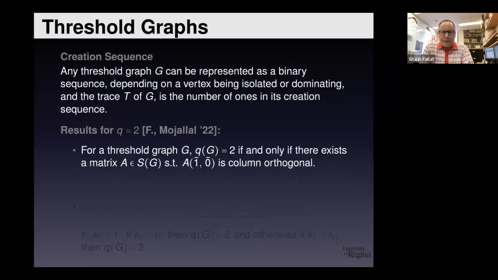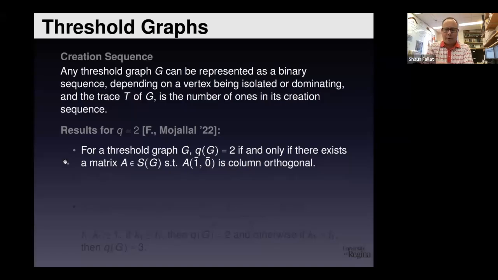I mean, you might argue that the characterization is maybe as hard as the original problem, but anyways, it's something we can work out. This submatrix here that I've written is just the submatrix whose rows are indexed by the vertices that have 1s in the creation sequence, and the columns have 0s in the creation sequence. So this is like an off-diagonal block in that matrix A that you want to know is column orthogonal. And that's not a complicated result.